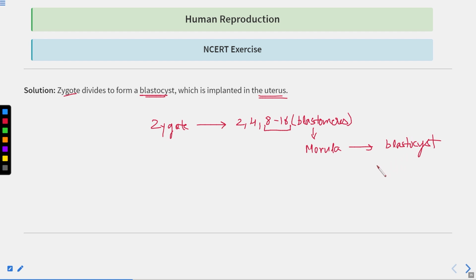Now what happens in the blastocyst? The outer cells, these are known as the trophoblast. The outer blastomeres form the trophoblast, and the inner blastomeres form the inner cell mass, which differentiates into the embryo. So this trophoblast helps the blastocyst to attach to the endometrium. So this process is known as implantation.